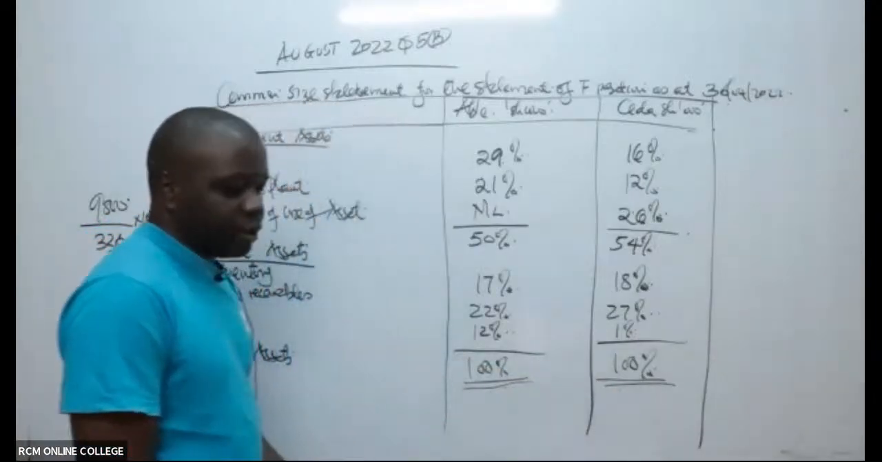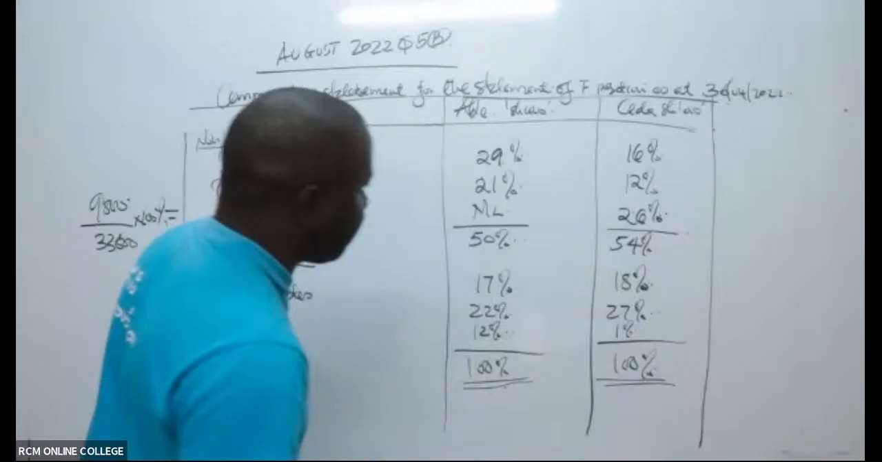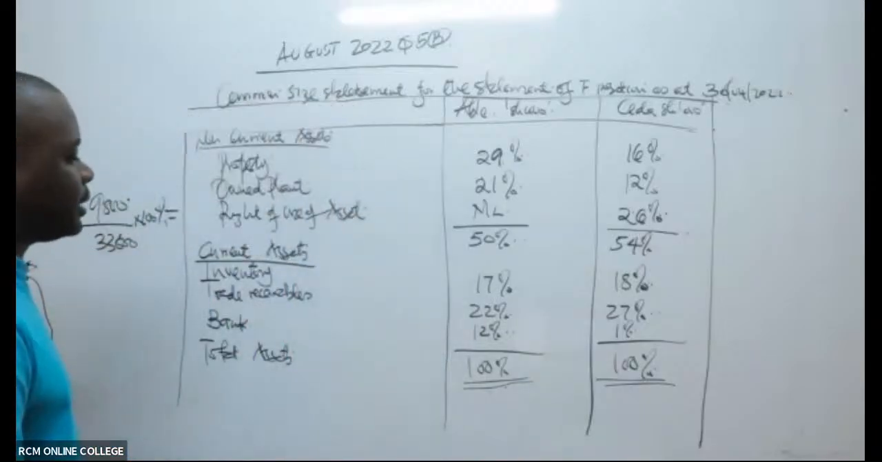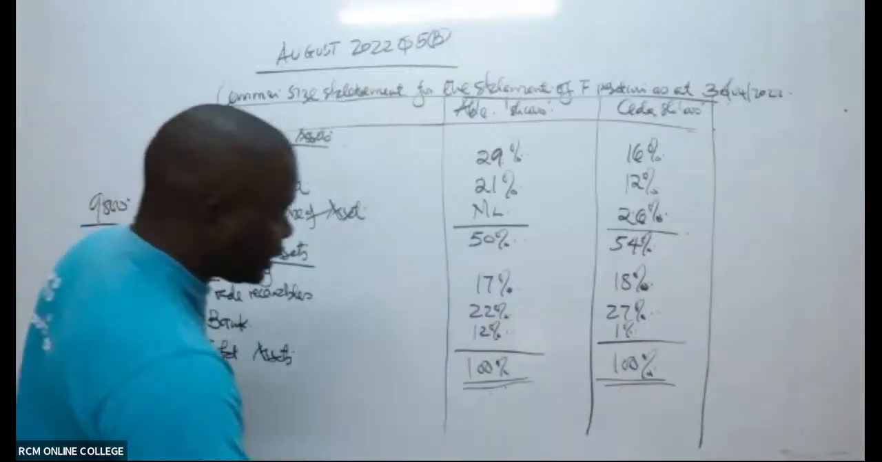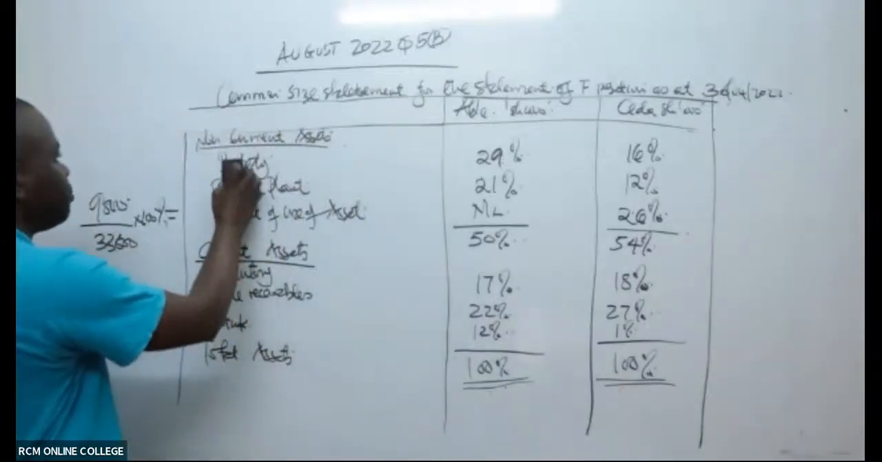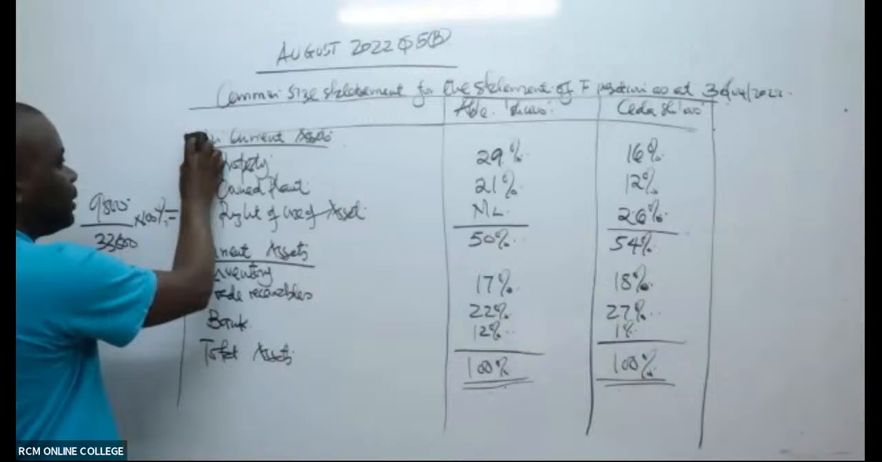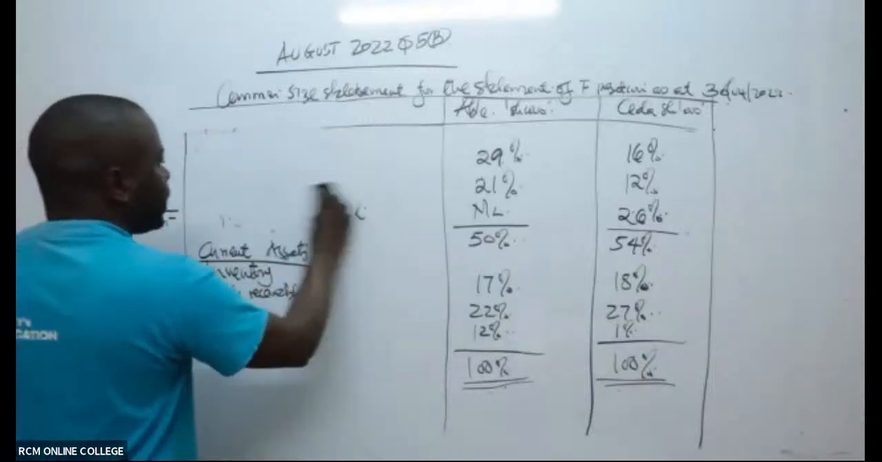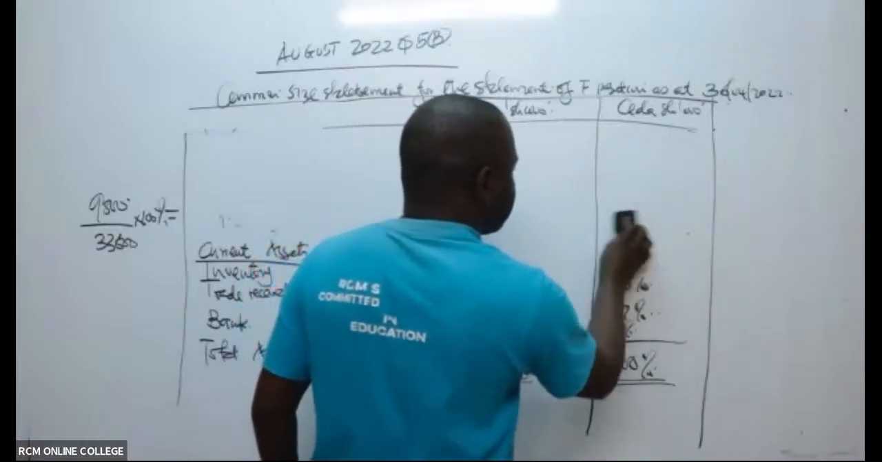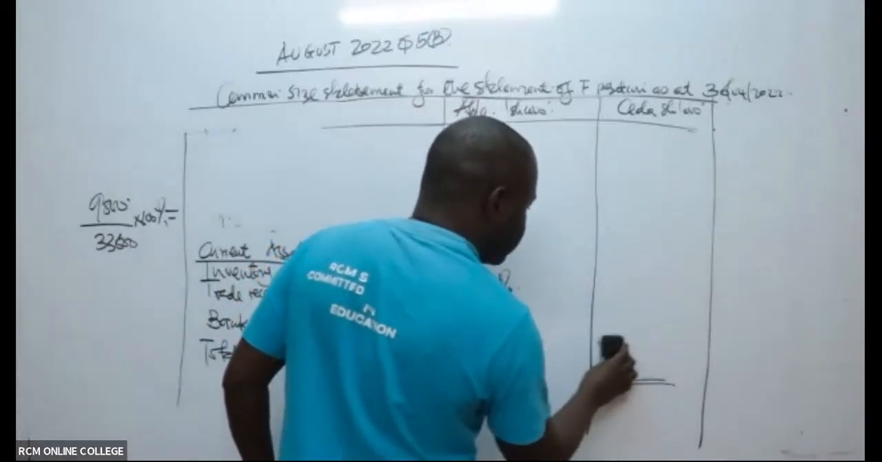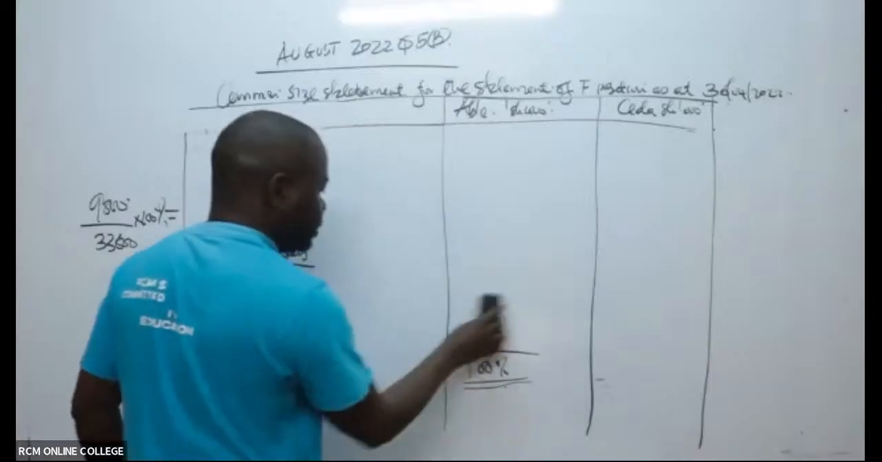Then you can go to the side of equity and liabilities. To just continue, you can continue down here in your table. But now let me put the side for equity and liabilities.